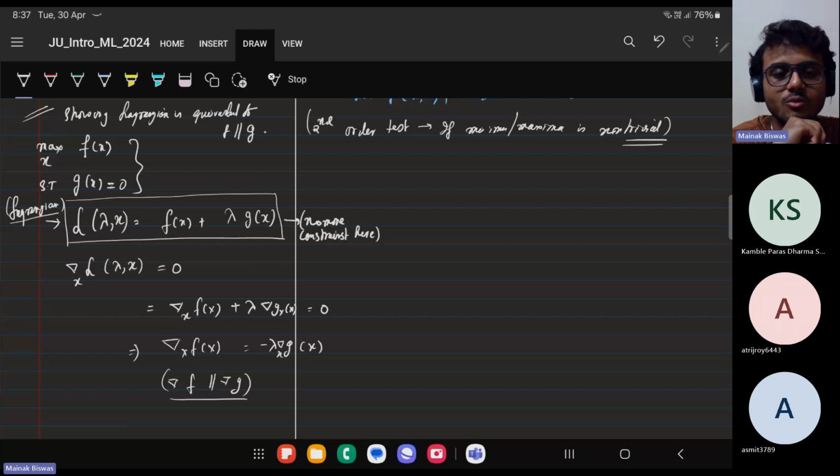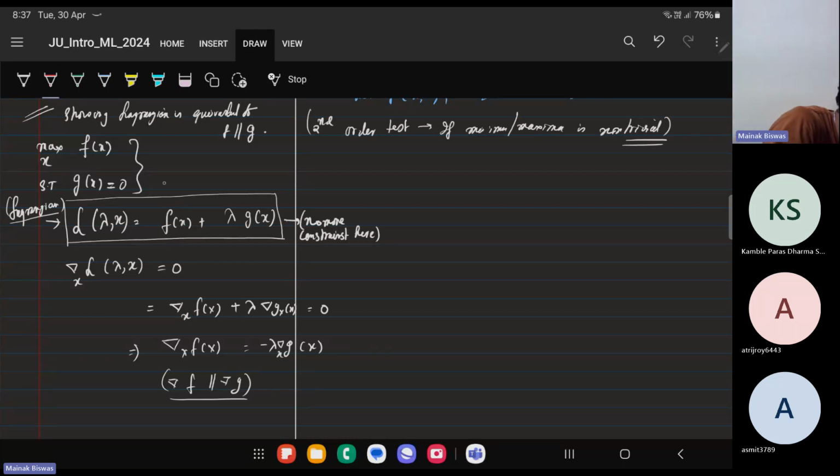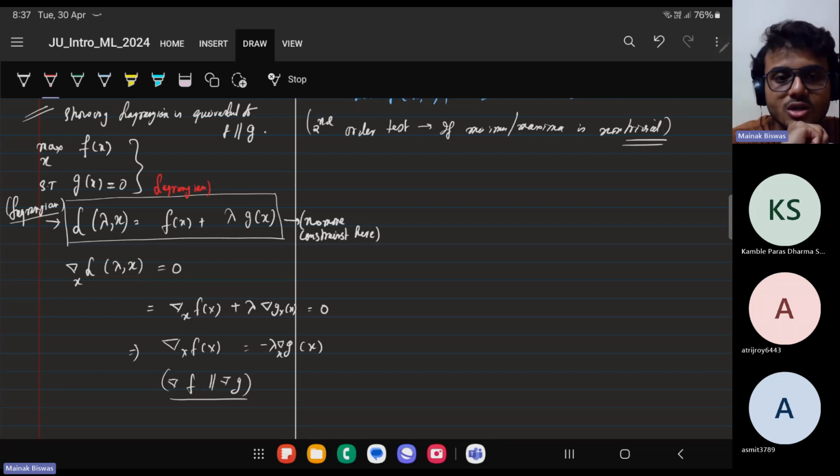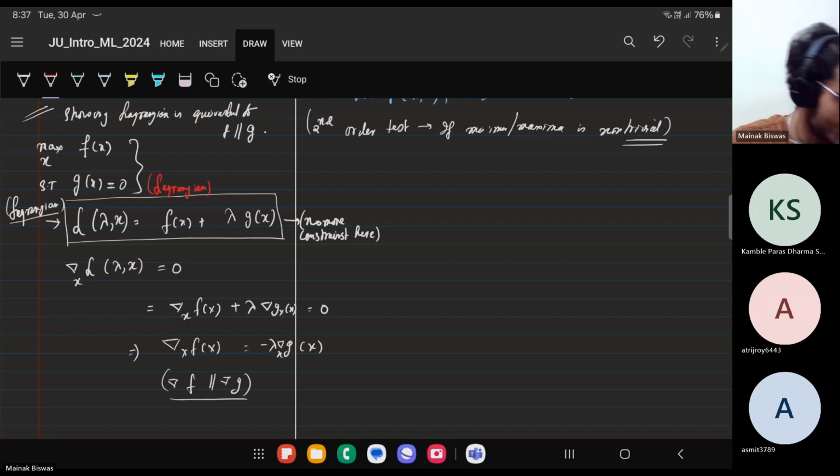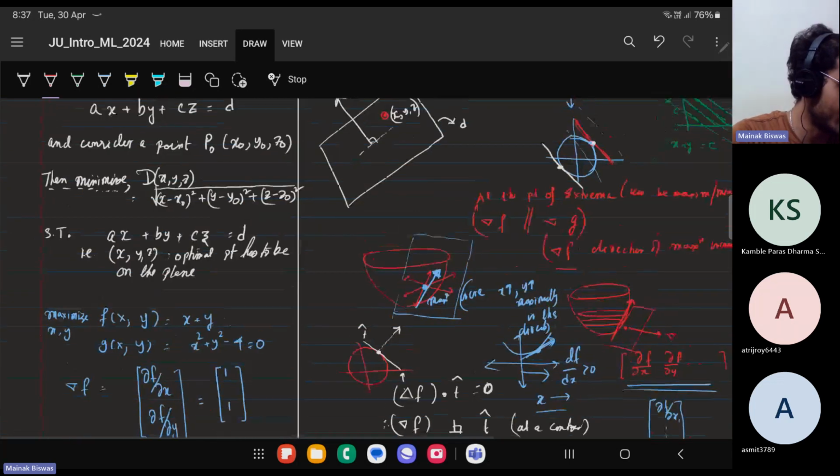We'll see why this formulation is important. This is called the Lagrangian. This is very, very useful because you have removed all the constraints from the optimization. Now you can use your first order derivative principle, putting it to 0 and finding the x values, right? This is called the multiplier.